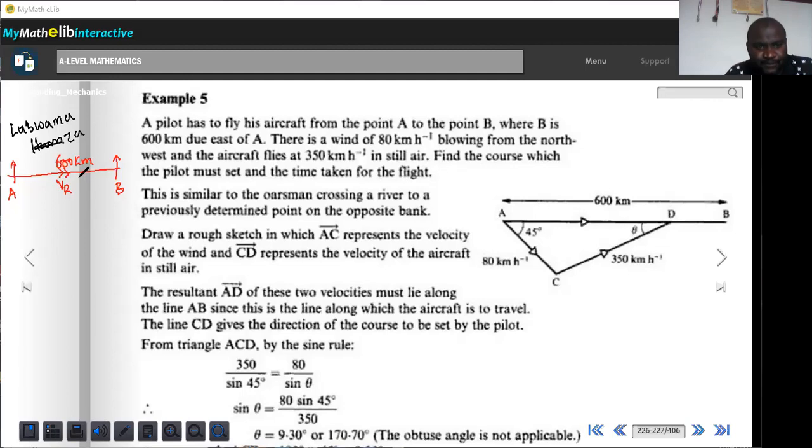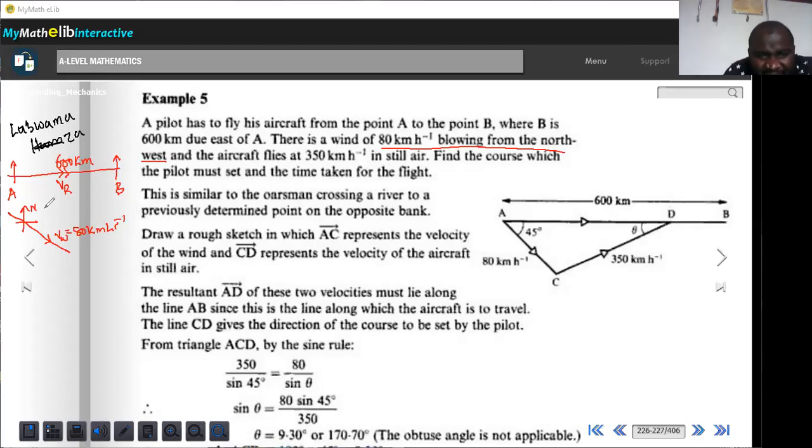as we shall see. Now, having identified that, they have said there is a wind of 80 kilometers per hour blowing from northwest. It means it is going southeast. The wind is at 80 kilometers per hour. You see that identification? We need to identify these items very well.